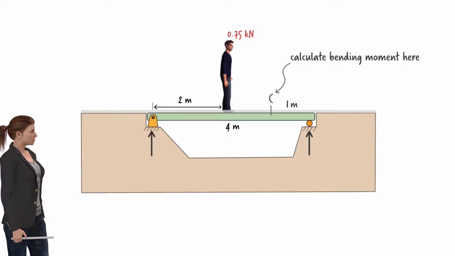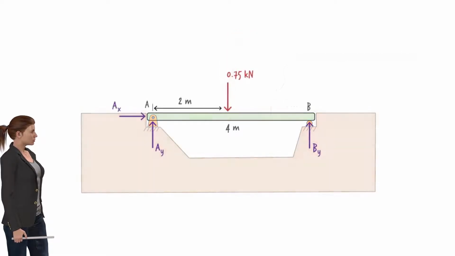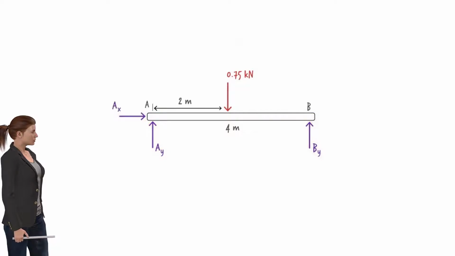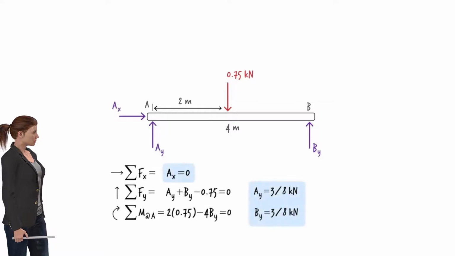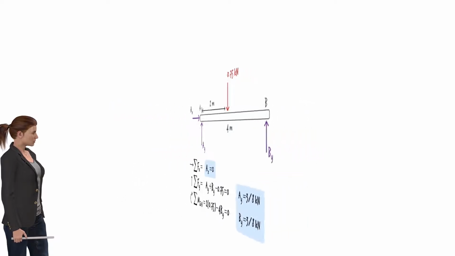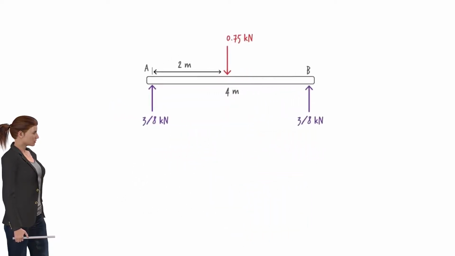We start by determining the beam's support reactions. Here is the free body diagram showing 3 unknown forces. There are 2 reaction forces at the pin and 1 reaction force at the roller. We write 3 equilibrium equations, then solve them for the unknowns. Having determined the reaction forces, we are now in the position to calculate the bending moment at C.